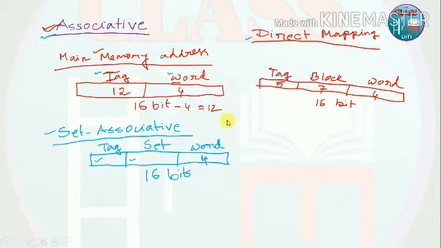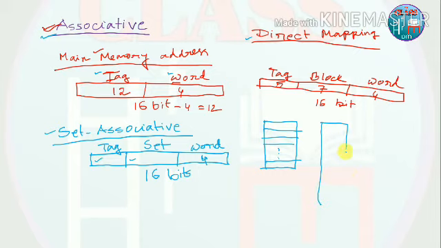Before that, you have to understand the set associative mapping technique, associative mapping and set associative mapping. Suppose this is your cache memory and all these are the cache memory blocks, and suppose this is your main memory. Obviously main memory will be larger than the cache memory, and the number of blocks of the main memory will be greater than the number of blocks in the cache memory.